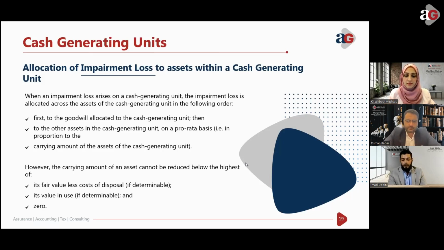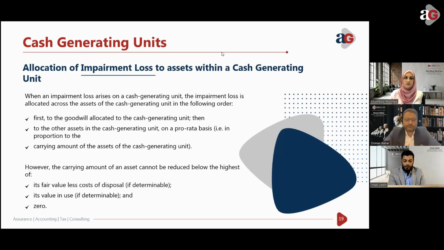So when an impairment loss arises in a CGU, the impairment loss is allocated across the assets of the CGU in the following order. First of all, we have to wipe off the goodwill. So let's say the carrying value of the CGU was 100 and the carrying value of the goodwill was 20, and the total amount was 120, and we have an impairment loss of 30. Then first of all, the entire 20 in the goodwill should be wiped off, because that is in addition to our carrying amount of assets. Once we have wiped it off, the remaining amount should be allocated among the assets in the cash generating unit on a pro rata basis, in proportion to the carrying amounts that already exist in the balance sheet.